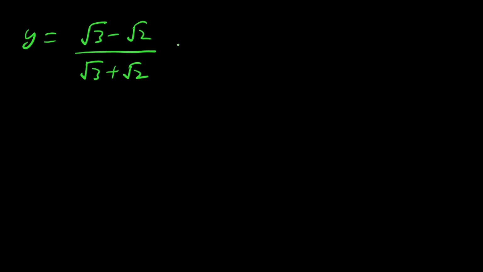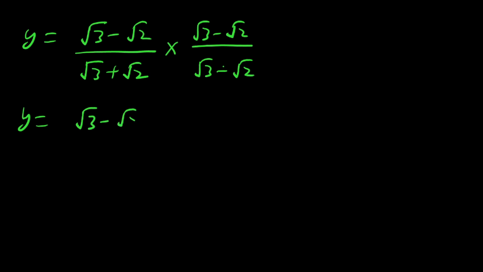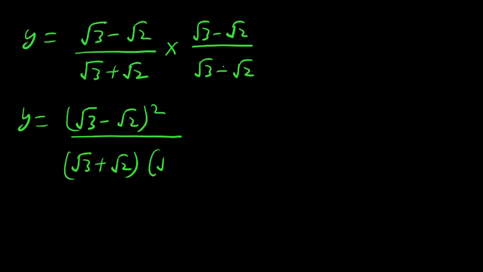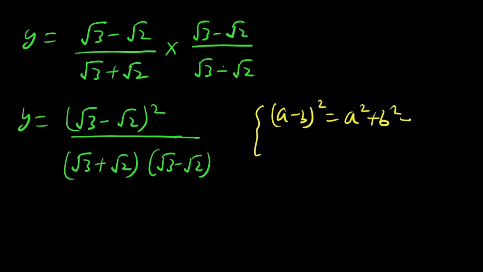Here we will apply rationalization, and we multiply by square root of 3 minus square root of 2 in the numerator and in the denominator. Then the value of y is equal to, in the numerator we have square root of 3 minus square root of 2 whole square, and divided by square root of 3 plus square root of 2 times square root of 3 minus square root of 2. In the numerator we will apply (a minus b) whole square. We know that (a minus b) whole square is equal to a square plus b square minus 2ab. And in the denominator we will apply (a plus b) times (a minus b).